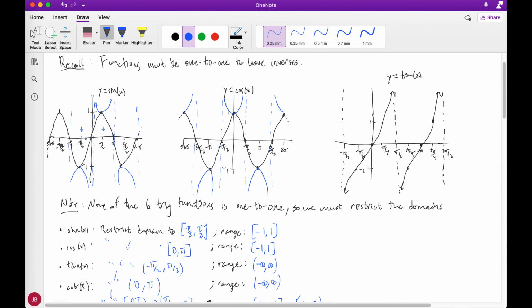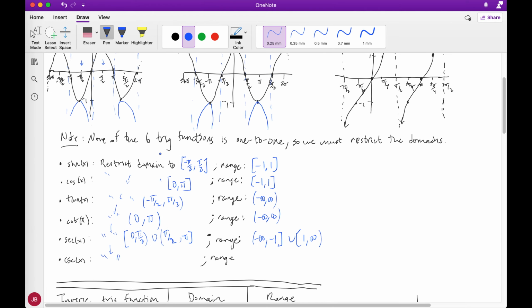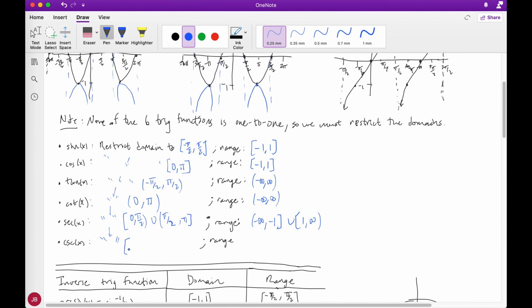It's from minus pi over 2 to 0, this piece that goes right and down, and then this piece here that goes left and up, so from 0 to pi over 2. And you'll notice it has to be open at 0 because there's an asymptote there. And then the range is actually the same, right? You get everything from minus infinity to minus 1, and then everything from 1 to infinity.